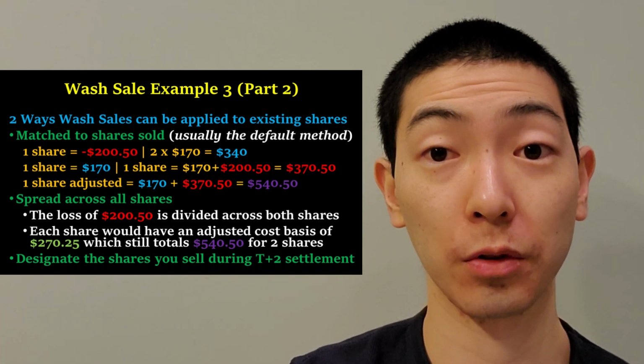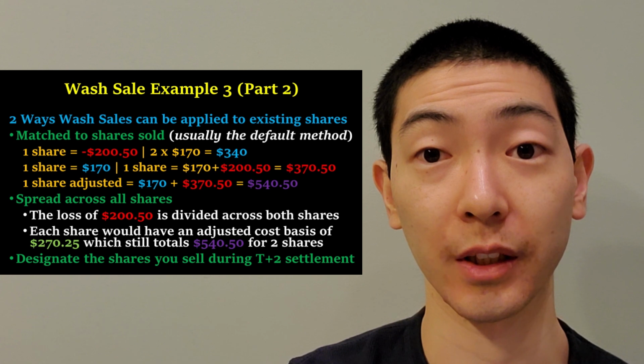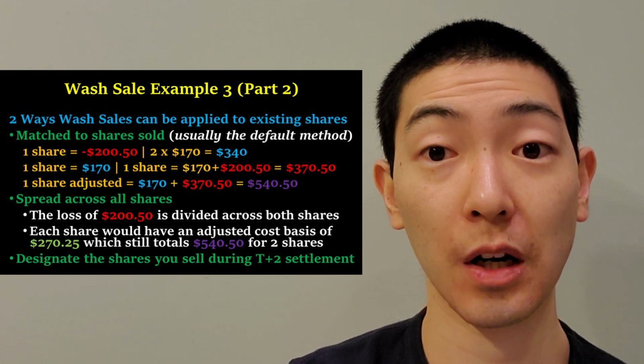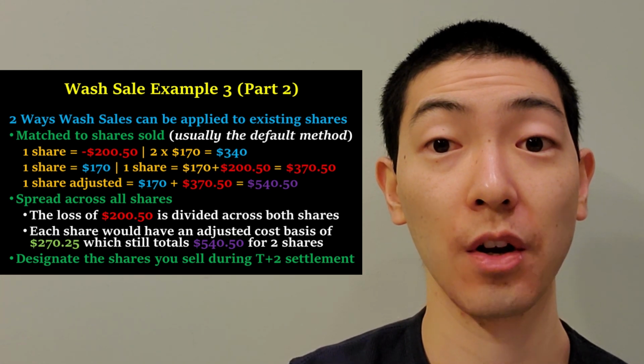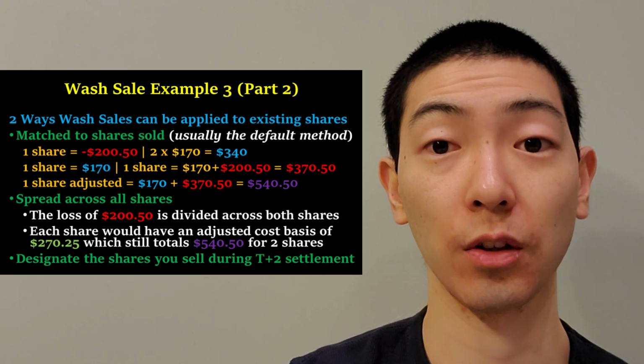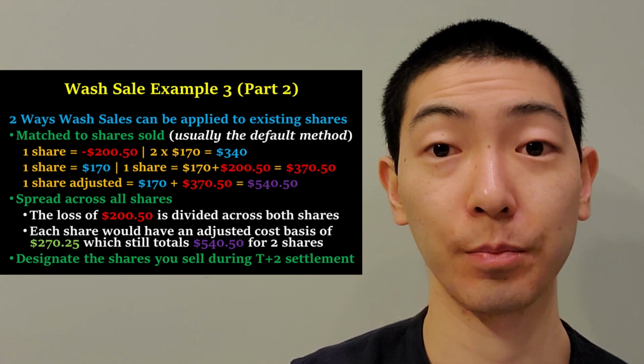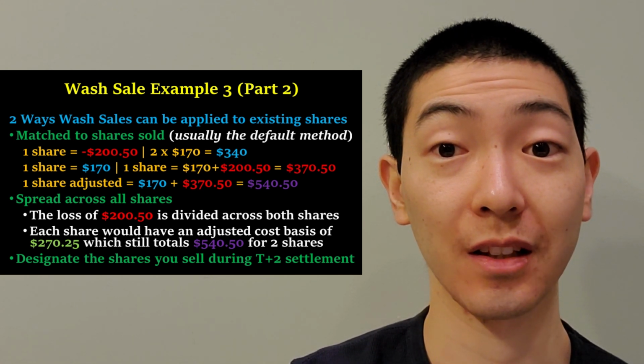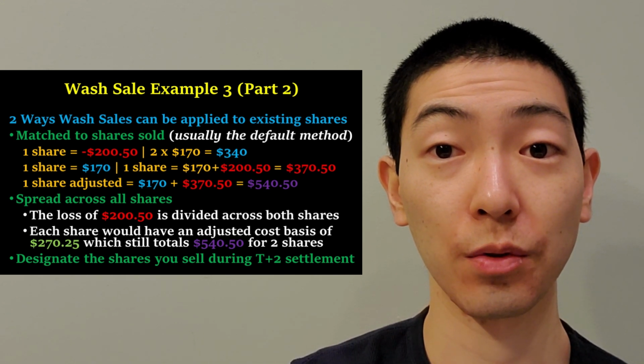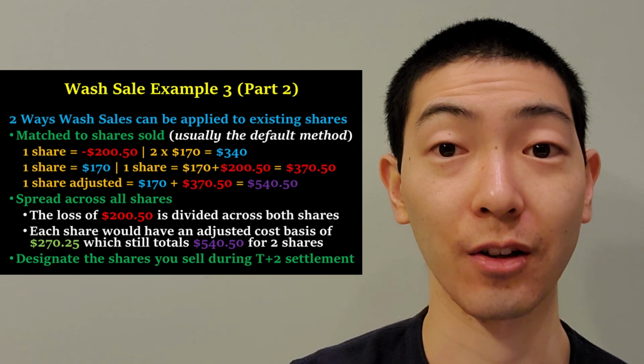Sometimes, if you call your broker during the T+2 settlement period and request them to move a wash sale to a different bunch of shares or divide it evenly across all your shares, they might help you. It's definitely not a guarantee that they will, but if they do, it can work to your advantage depending on what your plan is for the next trade on that stock.